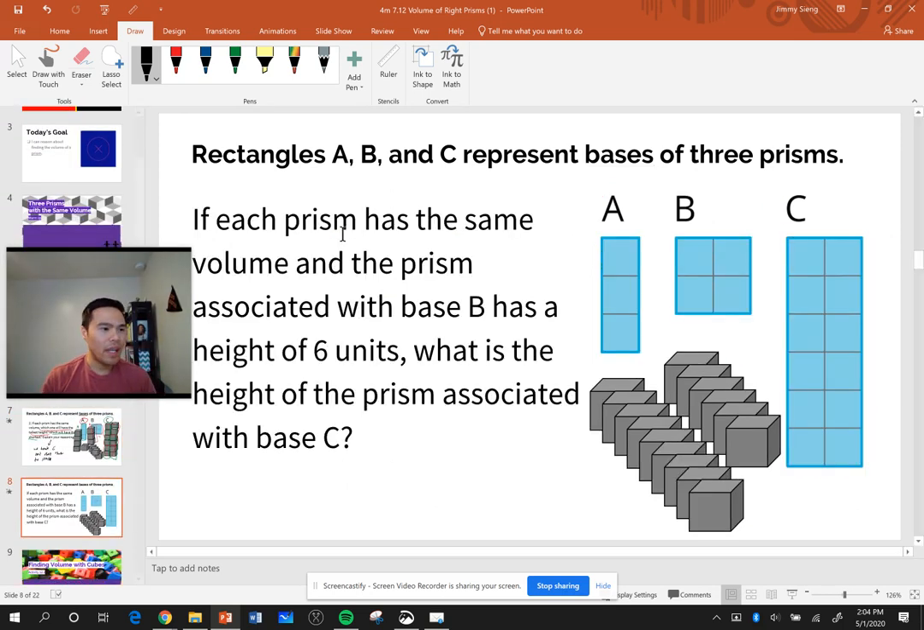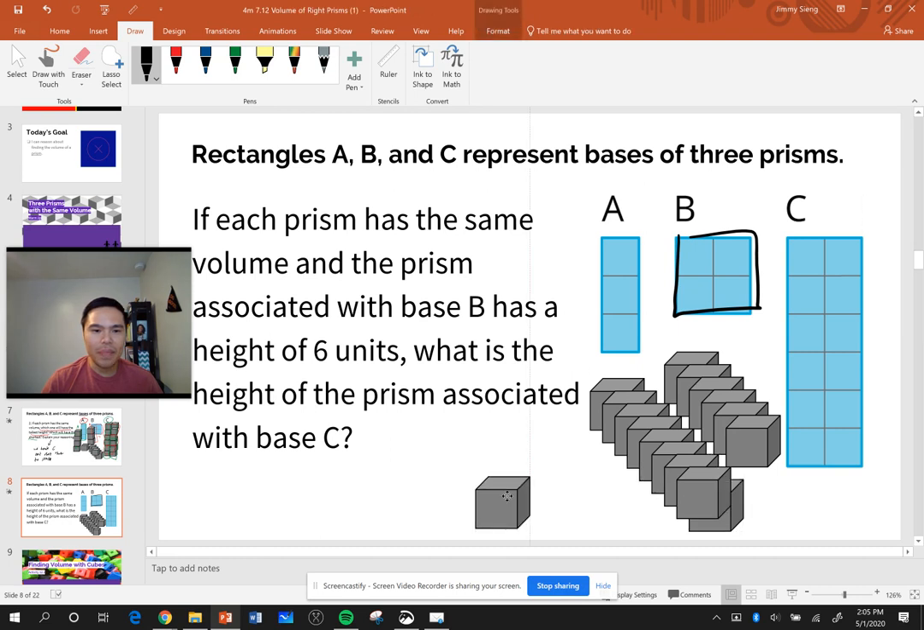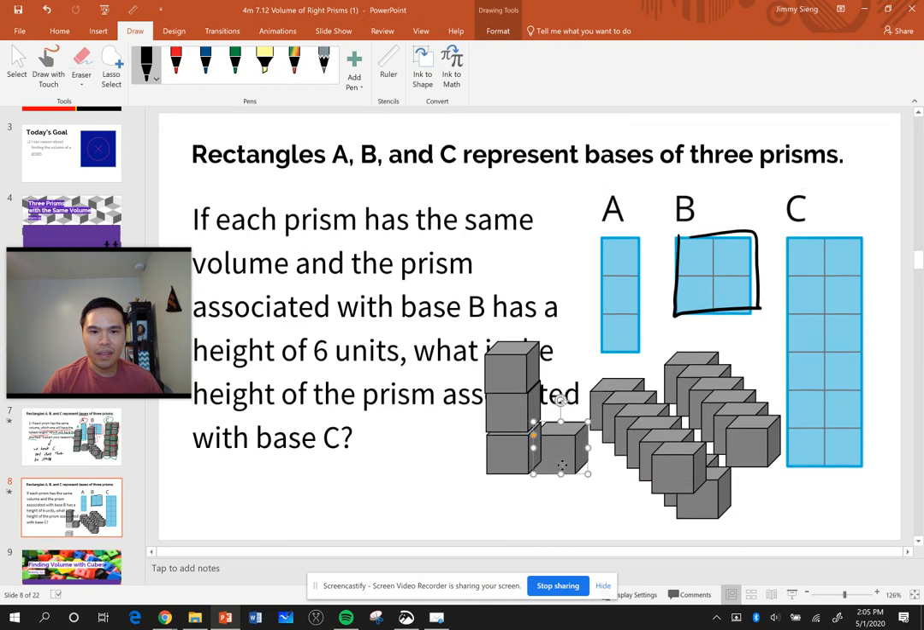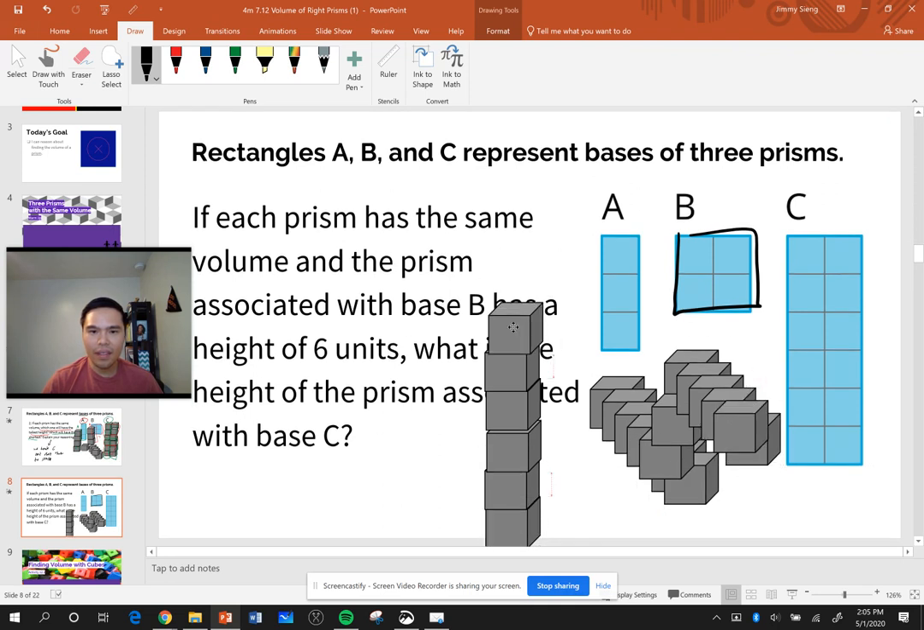So now let's look at one last question. If each prism has the same volume and the prism associated with base B has a height of 6 units. So again, we have B, and that has some kind of height. So it's stacked up 6 units. What is the height of the prism associated with base C? All right, well, if this is B, what I'm building right here, all right, move this up a little bit. There's 6 units, right? Let's see, there, and then there.